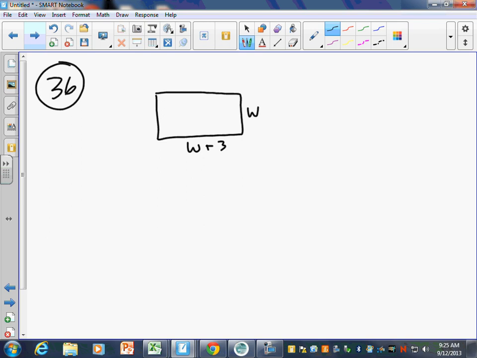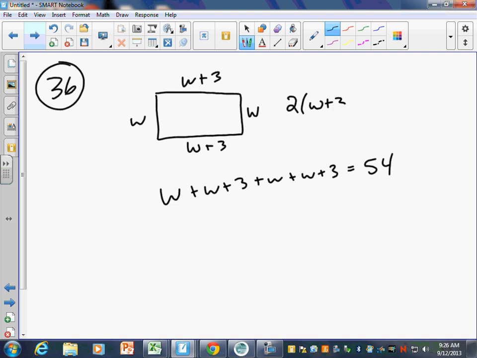So perimeter you can think of with a rectangle is 2L plus 2W, or perimeter is just adding up all the sides. Do you agree with that? Just add up all the sides and set it equal to 54. W plus W plus 3 plus W plus W plus 3 equals 54. Or you could say 2 times W plus 3 plus 2 times W equals 54. And when you solve that, you get W, plug that back in, or just add 3 to it, and you get your length. I'm going to let you solve that out. That's not so bad to do, right?